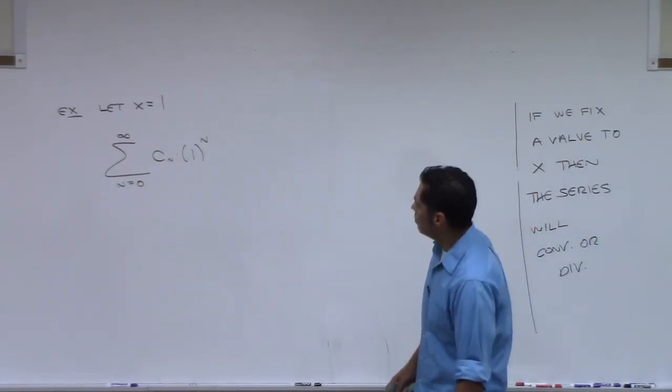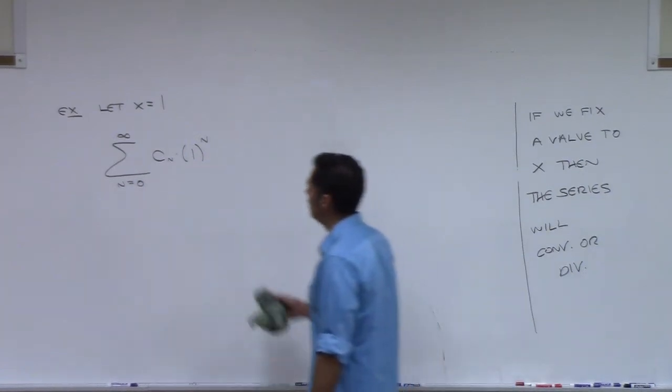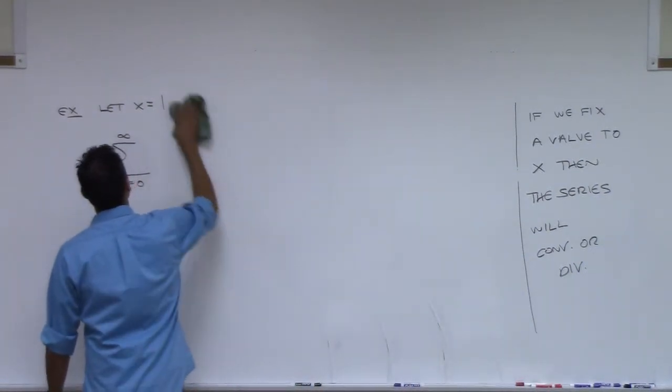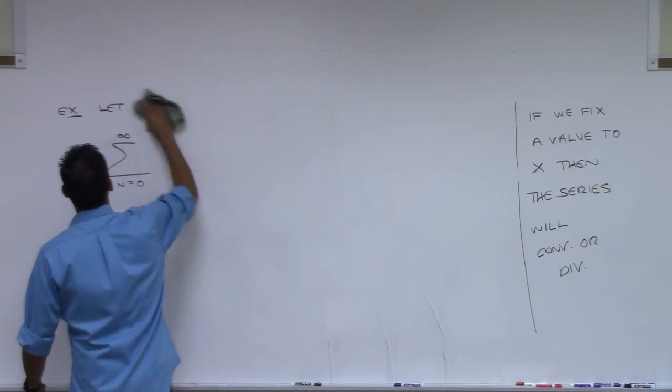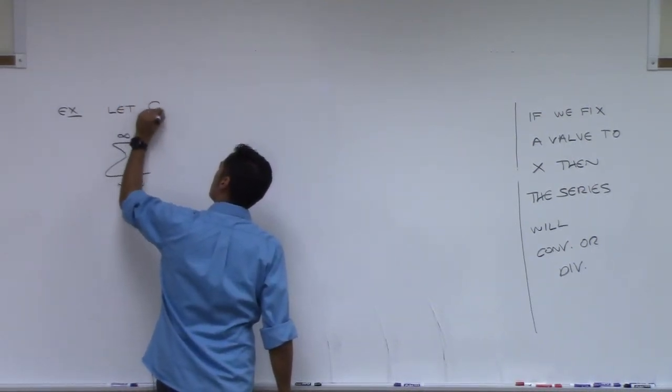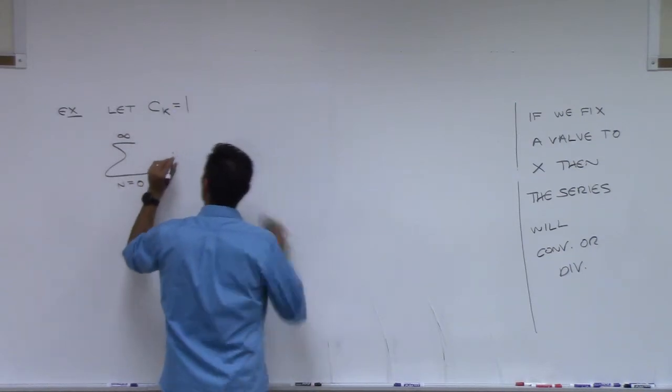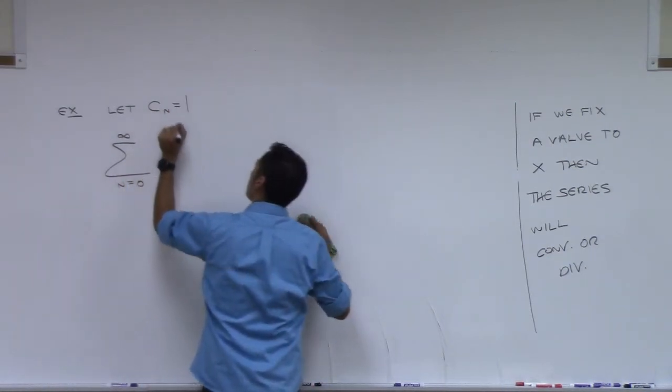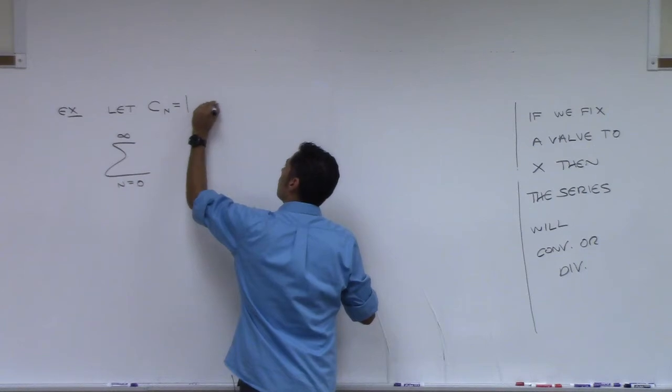Oh, I'm sorry. I'm doing this wrong. I apologize. My bad. Let me back it up. That's not what I want to do yet. I got a little ahead of myself. Let c sub n be 1 for all n.